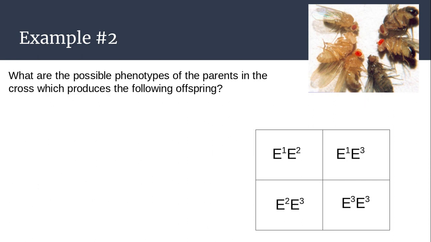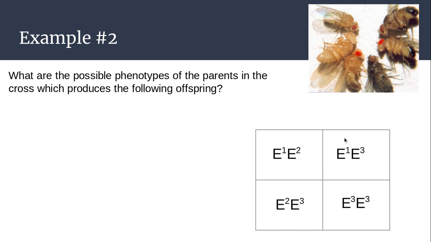All right, example 2. What are the possible phenotypes of parents in a cross which produce the following offspring? I would maybe pause the video here and try this problem on your own. If you're thinking, I have no clue, then just follow along and fill out your notes. So let's look at the Punnett square.